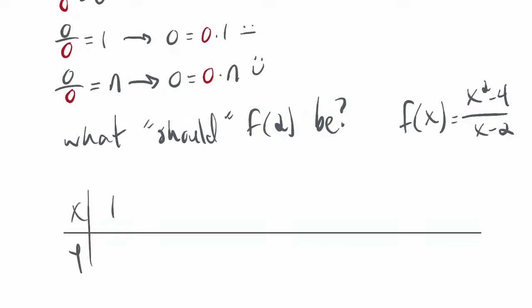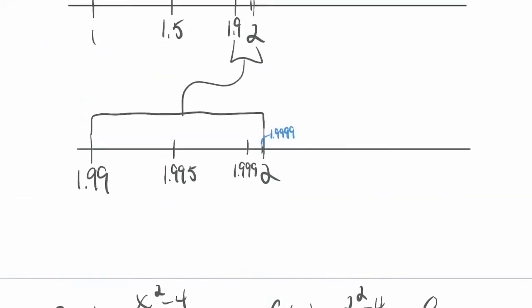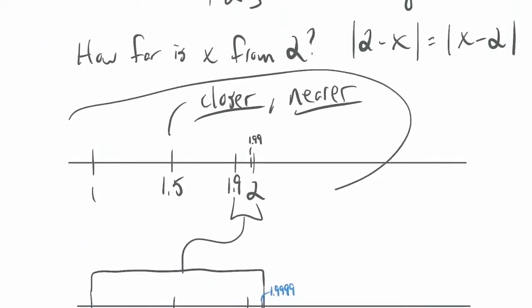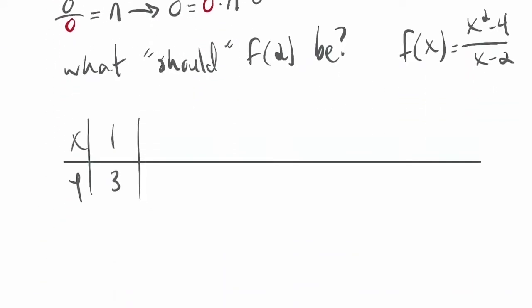So if I put in 1, we said 1 was close to 2, right? So if I put 1 into the function, what do I get? Well, I'll have 1 minus 4 on top and 1 minus 2 on bottom. So I'm going to get 3, I think, right? You'll have negative 3 over negative 1, so 3. Okay. Well, remember, as we said, 1 is not very close. So let's try something closer to 2. How about 1.5?